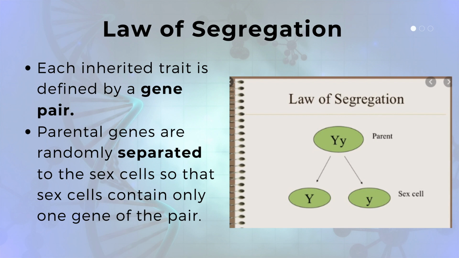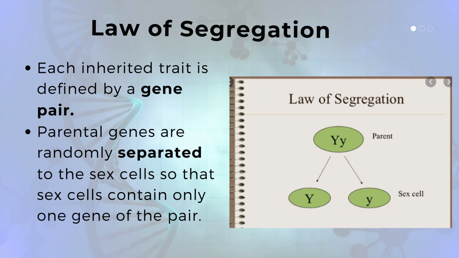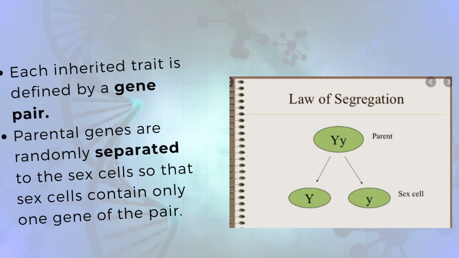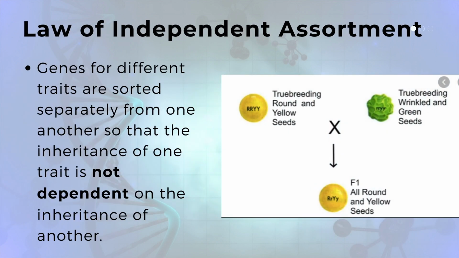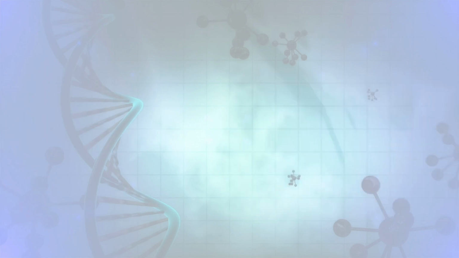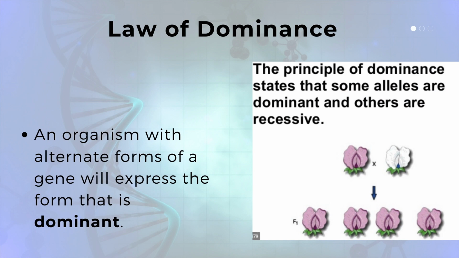In the law of segregation, the parental genes are randomly separated to the sex cells so that sex cells contain only one gene of the pair. Offspring therefore inherit one genetic allele from each parent when sex cells unite in fertilization. The law of independent assortment emphasizes that genes for different traits are sorted separately from one another so that the inheritance of one trait is not dependent on the inheritance of another.